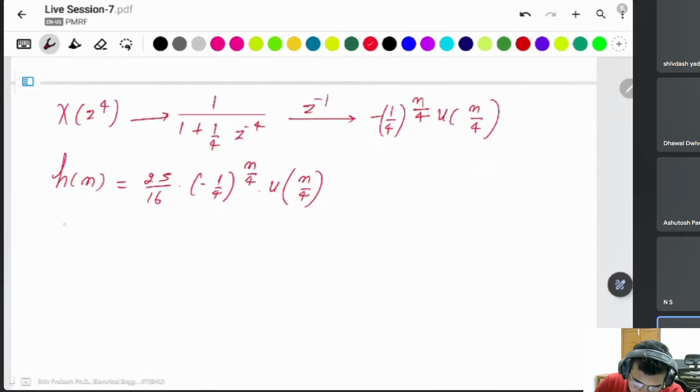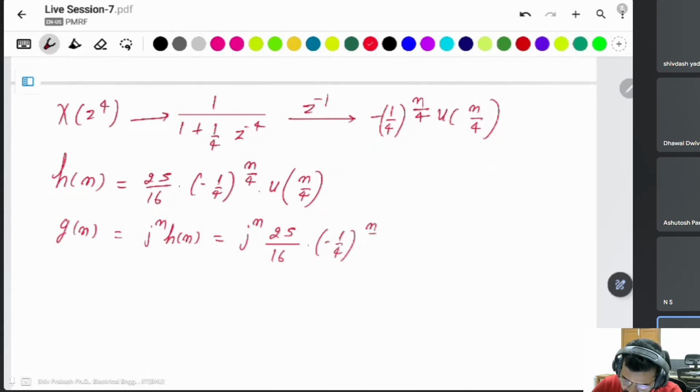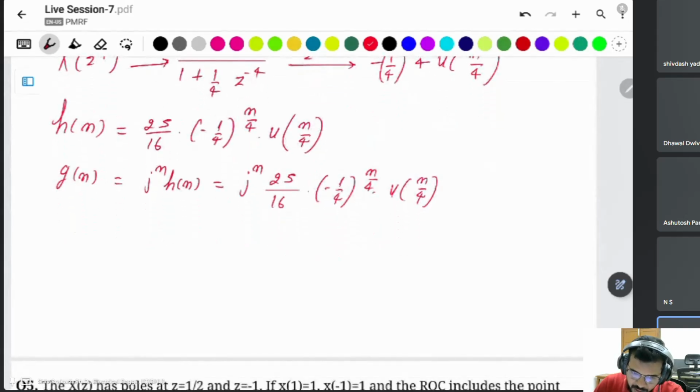Then what is the gn? Gn is equal to j to the power of n times hn. Hn is this one. Then we can write it as j to the power of n, hn is 25 divided by 16, into minus 1 by 4 to the power of n by 4, into u n by 4. Then the value of G8 is asked in the question.